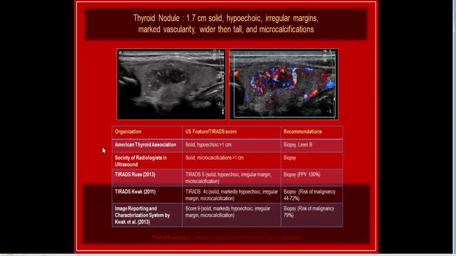This is another example: thyroid nodule 1.7, solid, hypoechoic, irregular margins, marked vascularity, wider than tall, microcalcifications. American Thyroid Association: solid hypoechoic more than 1 centimeter, recommend biopsy. Society of Radiologists: solid, microcalcification, more than 1 centimeter, recommend biopsy. TI-RADS: TR5, recommend biopsy. Quack at 11: TI-RADS 4C, recommend biopsy. Image reporting Quack at 13: score 9, recommend biopsy.